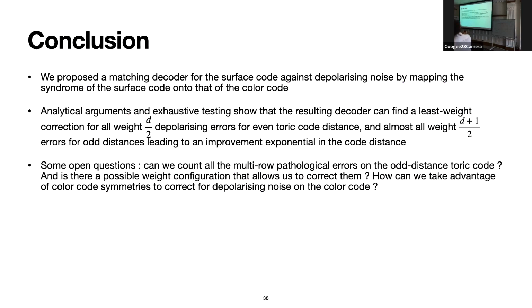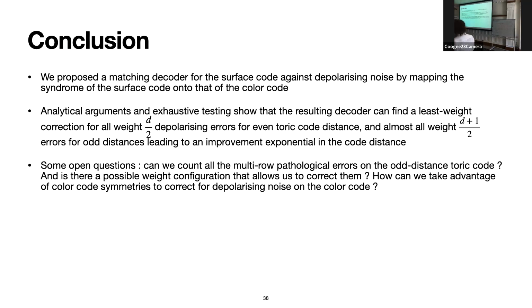So just to wrap up, we basically propose a matching decoder for the surface code that would be able to catch depolarizing noise errors using the color code unified lattice trick. We have analytical arguments, and we did some exhaustive testing to show that we can do better. We get an exponential improvement in the code distance.